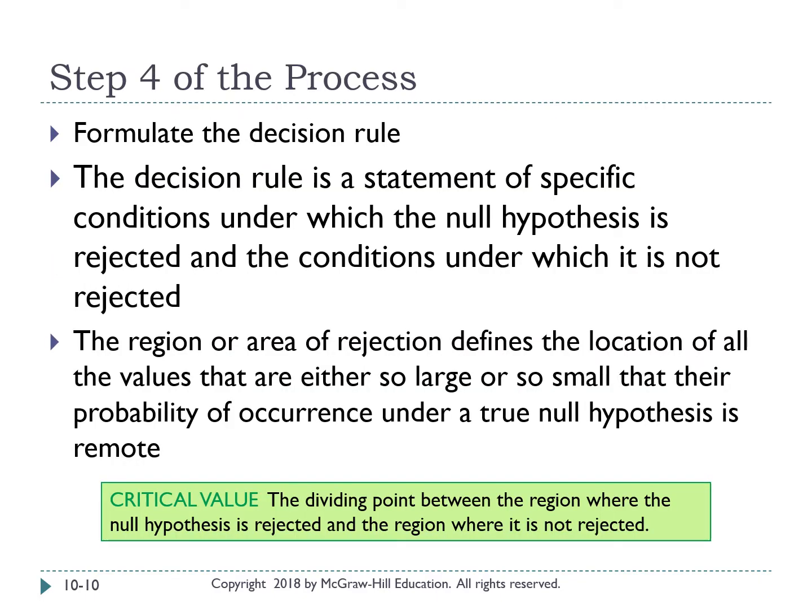Step number 4, we have to formulate the decision rule. So what is this decision rule? It is a statement of specific conditions, whether you want to reject the H null or do not reject the H null. So how do you decide whether to reject or not reject it? We have to use the critical value, or we call it CV. Critical value is the dividing point between the region where the null hypothesis is rejected and the region where it is not rejected. So we will look at the detail in the next slide. Okay?